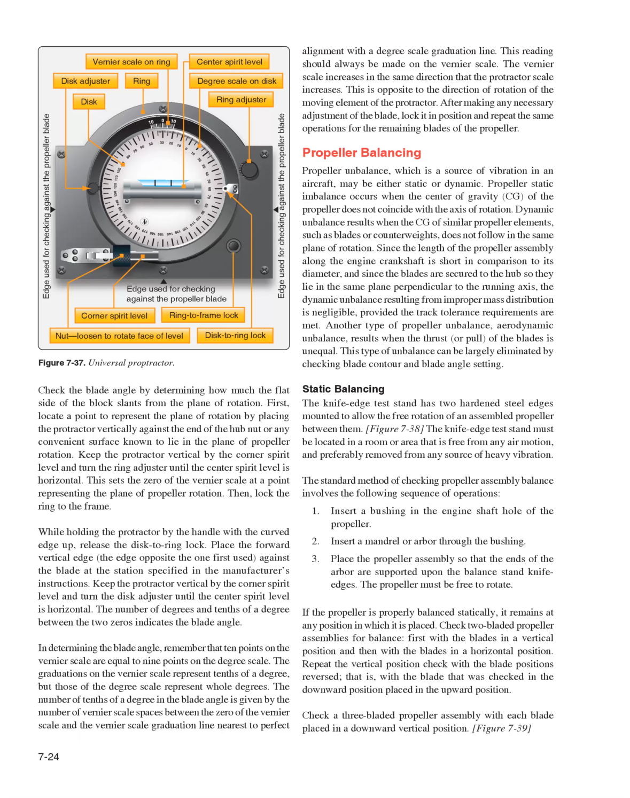Check the blade angle by determining how much the flat side of the block slants from the plane of rotation. First, locate a point to represent the plane of rotation by placing the protractor vertically against the end of the hub nut or any convenient surface known to lie in the plane of propeller rotation. Keep the protractor vertical by the corner spirit level and turn the ring adjuster until the center spirit level is horizontal. This sets the zero of the vernier scale at a point representing the plane of propeller rotation. Then, lock the ring to the frame.